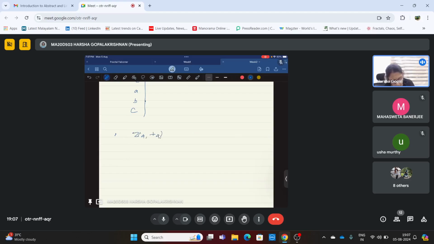Z4 under addition modulo 4. So this is our operation, addition modulo 4. We will write it here and we will list all the elements of Z4: 0, 1, 2, 3. That means if I am dividing all the integers with 4, what are all the possible remainders? That is 0, 1, 2, 3. Now the operation is 0 plus 0 under addition modulo 4. So that thing we will write here.